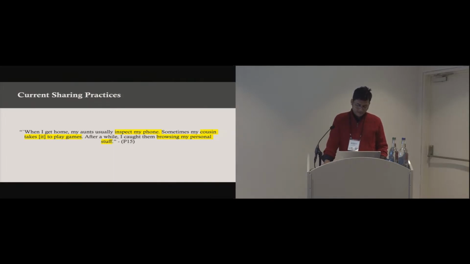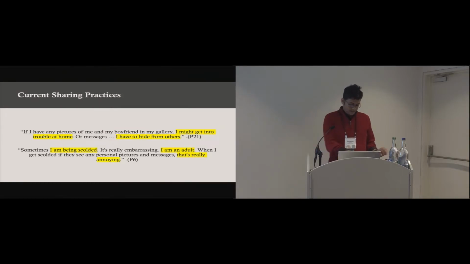One prominent theme that we found was that a friend or relative would ask to use the participant's phone for a specific task, such as taking a photo or playing a game, and then browse through their personal data without permission. Our participants were frustrated about this. Another theme that surfaced was parents or elders scolding them if they discovered contents that they disapproved of, particularly photos or messages from a boyfriend or girlfriend. There were also cases of misunderstandings.